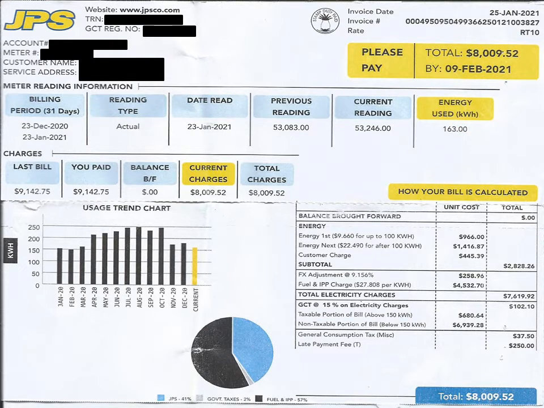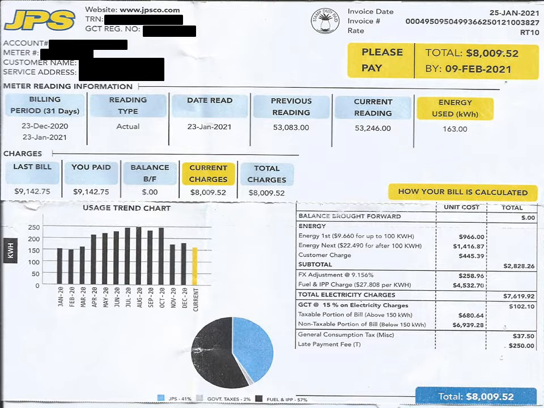We're currently in the month of April. So if in March, when they came and read your meter, the value was 53,083, and they came back this month in April to make another reading, and that reading is 53,246, then they just subtracted the previous reading from the current to find out how much energy you used in total for this month.